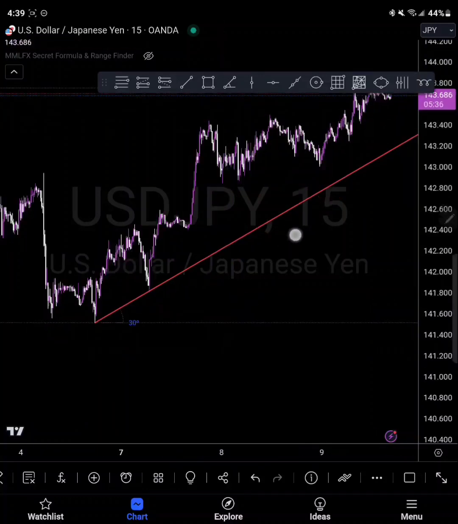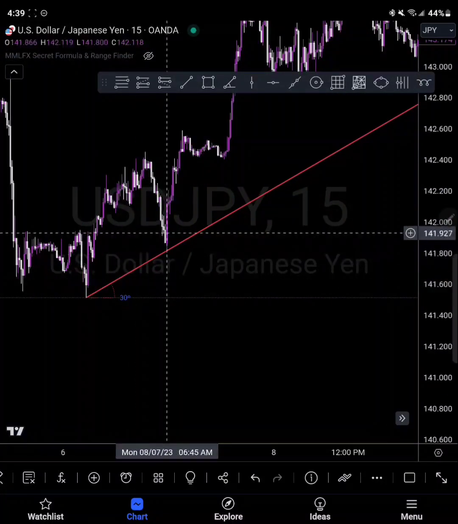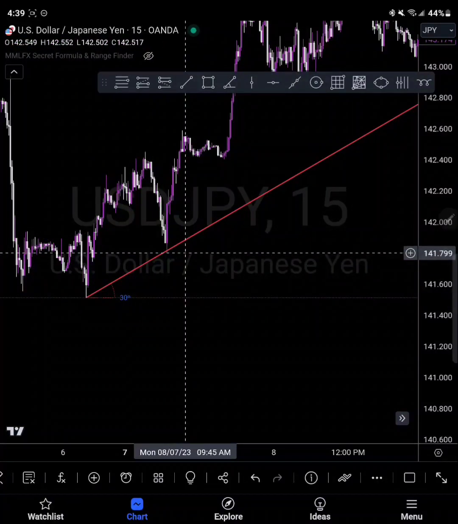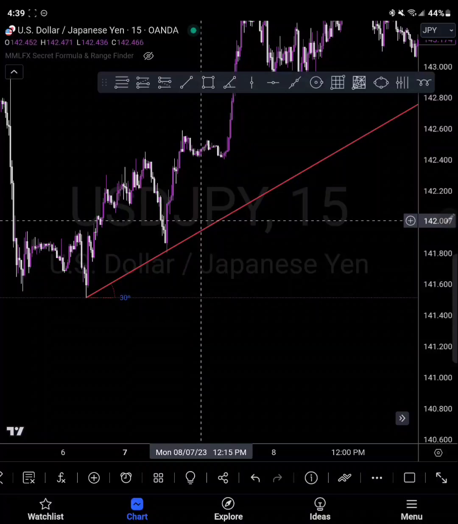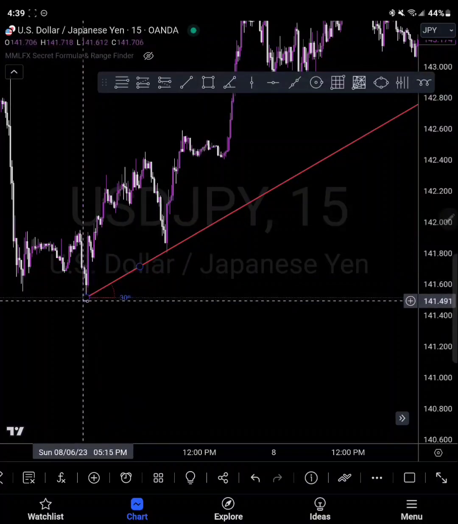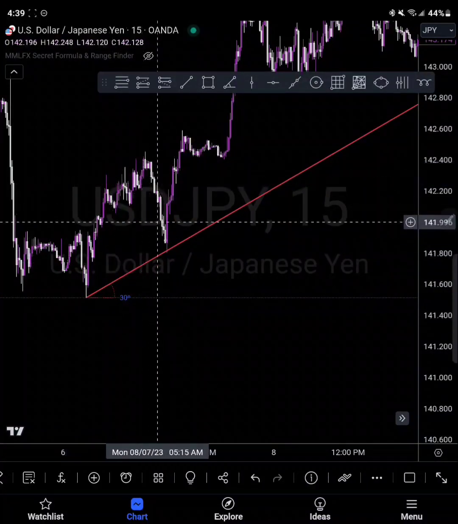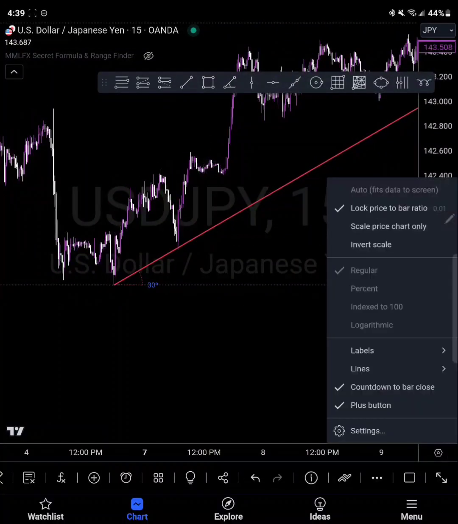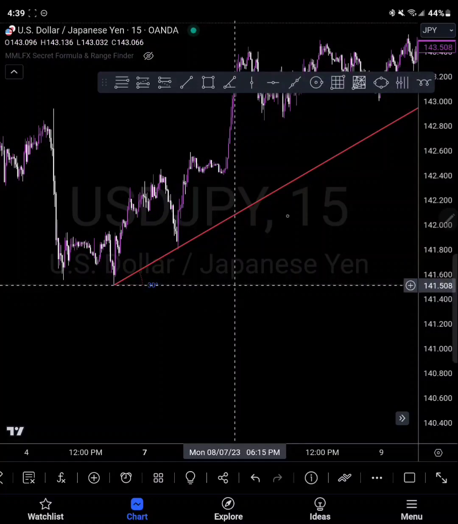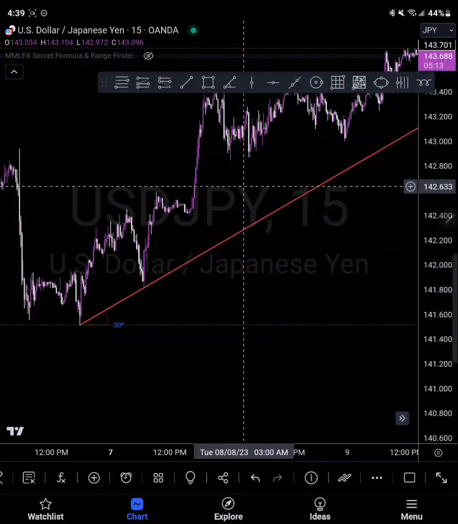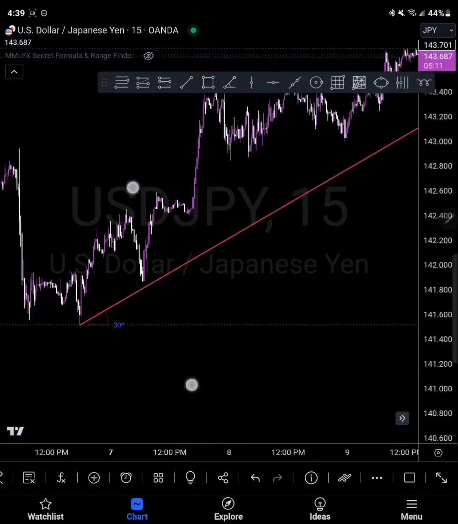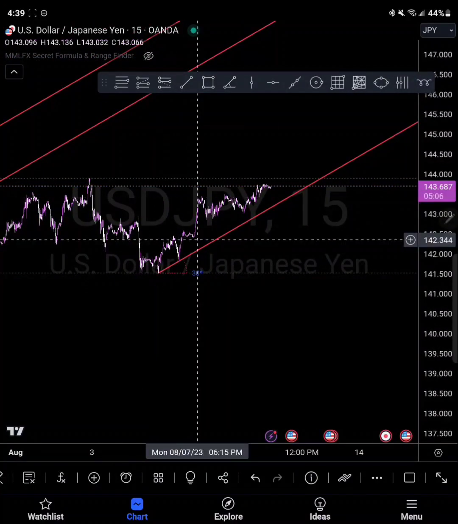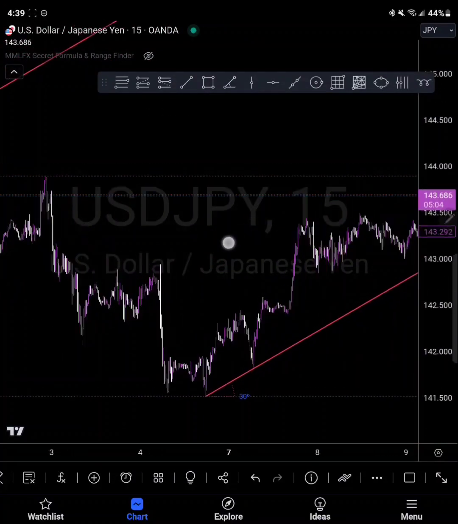I'll give you a hint. When I draw a 30-degree angle line, a high percentage of the time, I'm going to say that again, a high percentage of the time, when price touches it for the first time, it typically bounces off. But it's not a matter of if you draw the line, it's more of where.